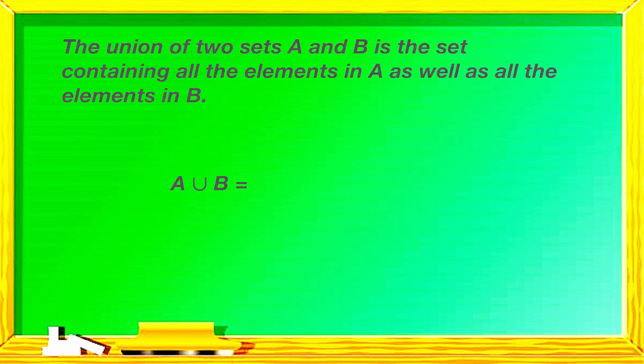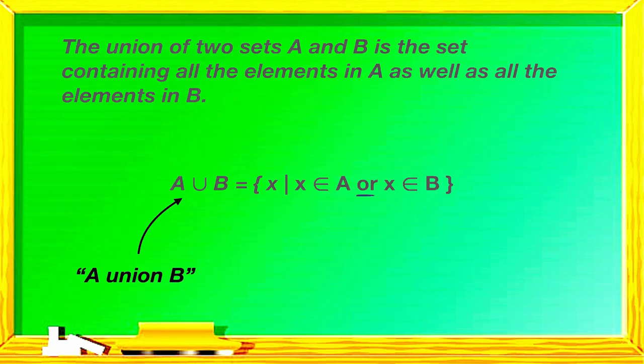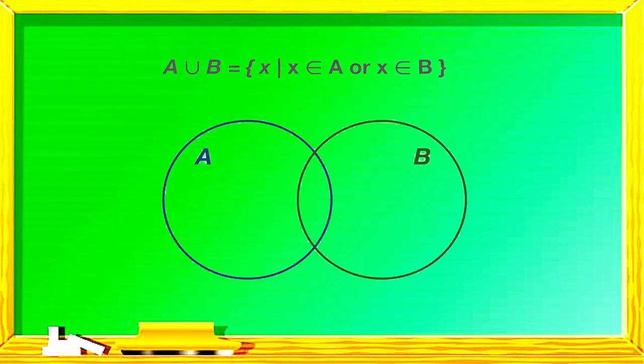We write this formally as A union B, where the large U shape symbolizes the union. It is the set of x such that x is in A or x is in B. The word "or" is the most important bit here. This is like taking all of the elements indicated in this shaded area of the Venn diagram. And notice that it includes elements in both A and B.